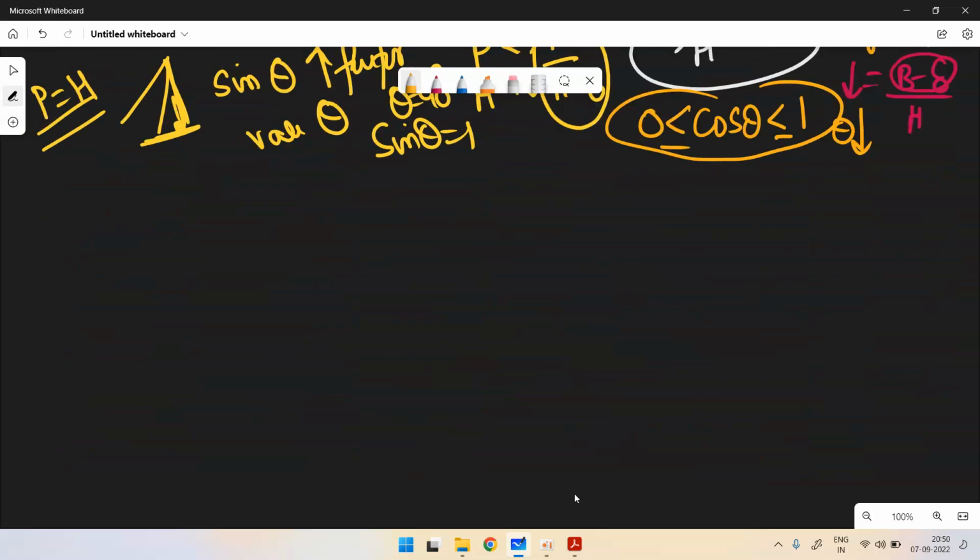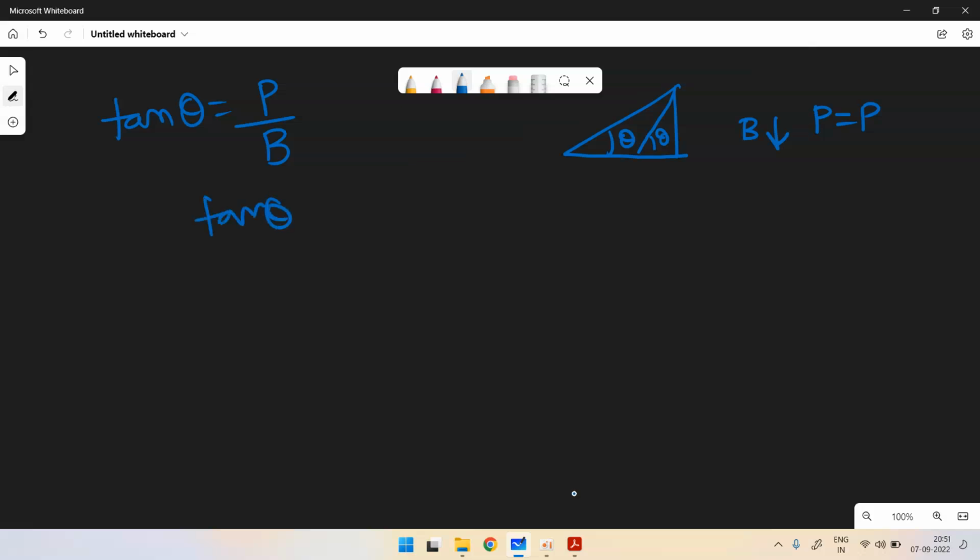Now next is tan theta. What is tan theta? Tan theta is perpendicular by base. Now if you see this theta, if I take theta to be here, this base will be decreasing and the perpendicular will be the same. So if the base decreases and p remains the same, this tan theta will increase.